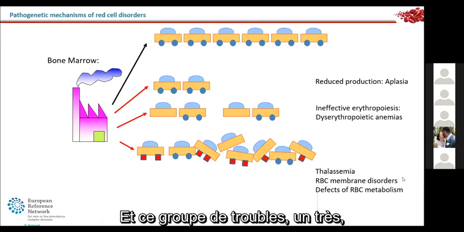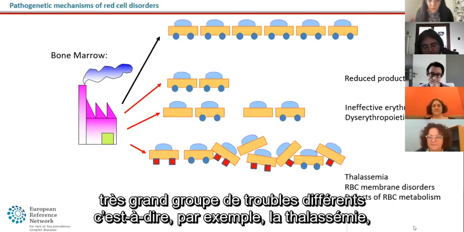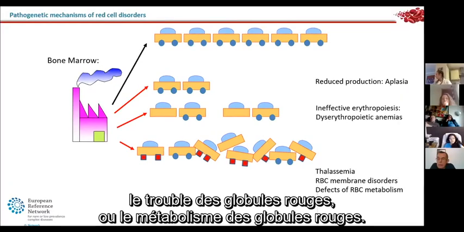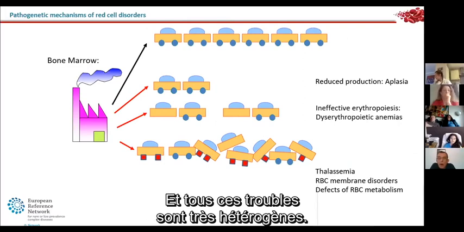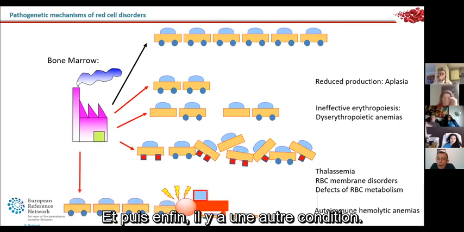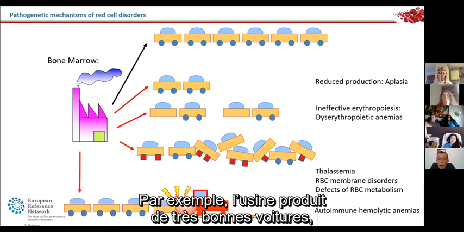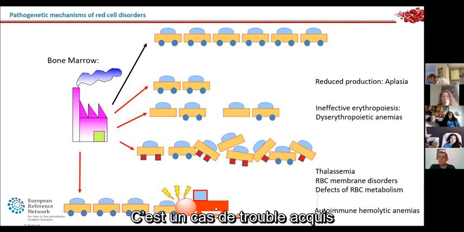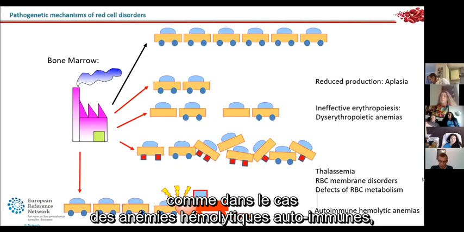And this group is a very, very large group of different disorders, for example thalassemia, or red cell membrane disorders, or defects of metabolism. And all these disorders are really very heterogeneous. And then finally, there is another condition. For example, the factory produces very good cars, but there are some external agents that destroy them. This is the case of acquired disorders, as in autoimmune hemolytic anemias.